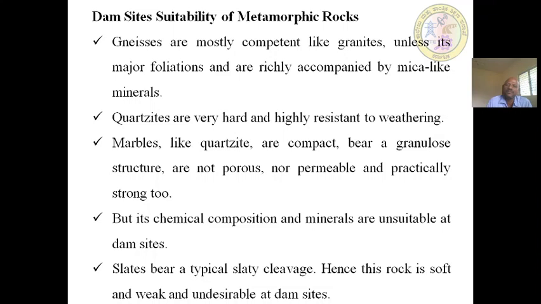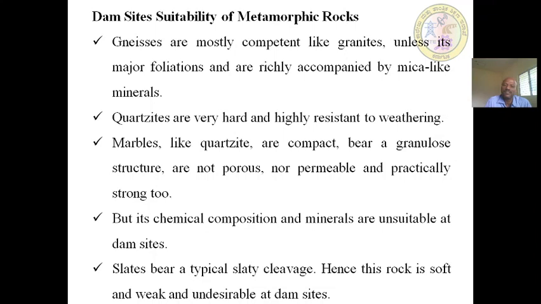Dam site suitability of metamorphic rocks. Gneisses are mostly competent like granite, unless they show major foliation and are richly accompanied by mica-like minerals. This gneiss originates from granitic rock: granite, after metamorphism, forms gneiss. But in gneiss, we need to observe the foliation and the composition of mica minerals.